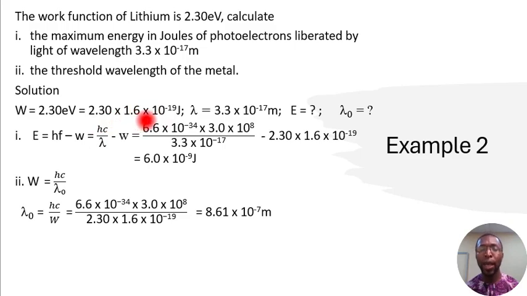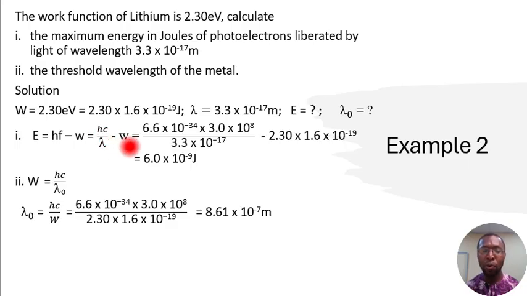So the work function in joule is now 2.30 times 1.6 times 10 to the power minus 19 joule. Again, we are given the wavelength of the light, lambda by symbol, to be equal to 3.3 times 10 to the power minus 17 meters. Then we have to find the maximum energy, our capital E, and also the threshold wavelength, our lambda naught. By formula, our maximum energy, which is our kinetic energy, equals Hf minus W. But Hf itself can also be expressed as Hc over lambda, minus W.